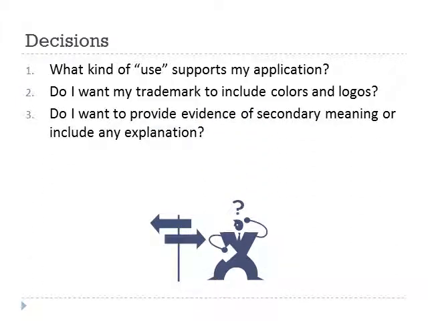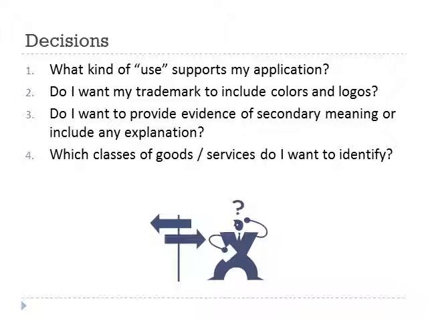Third, do I need to provide evidence of secondary meaning or any explanations? If you're filing a registration for a descriptive mark, you'll remember descriptive marks are not inherently distinctive. So that means you've got to prove that it's obtained secondary meaning. Whether it's descriptive or not, if you found another trademark out there that's somewhat similar to yours, and you want to explain to the examining attorney why you believe that yours is distinct, you can include that there as well.